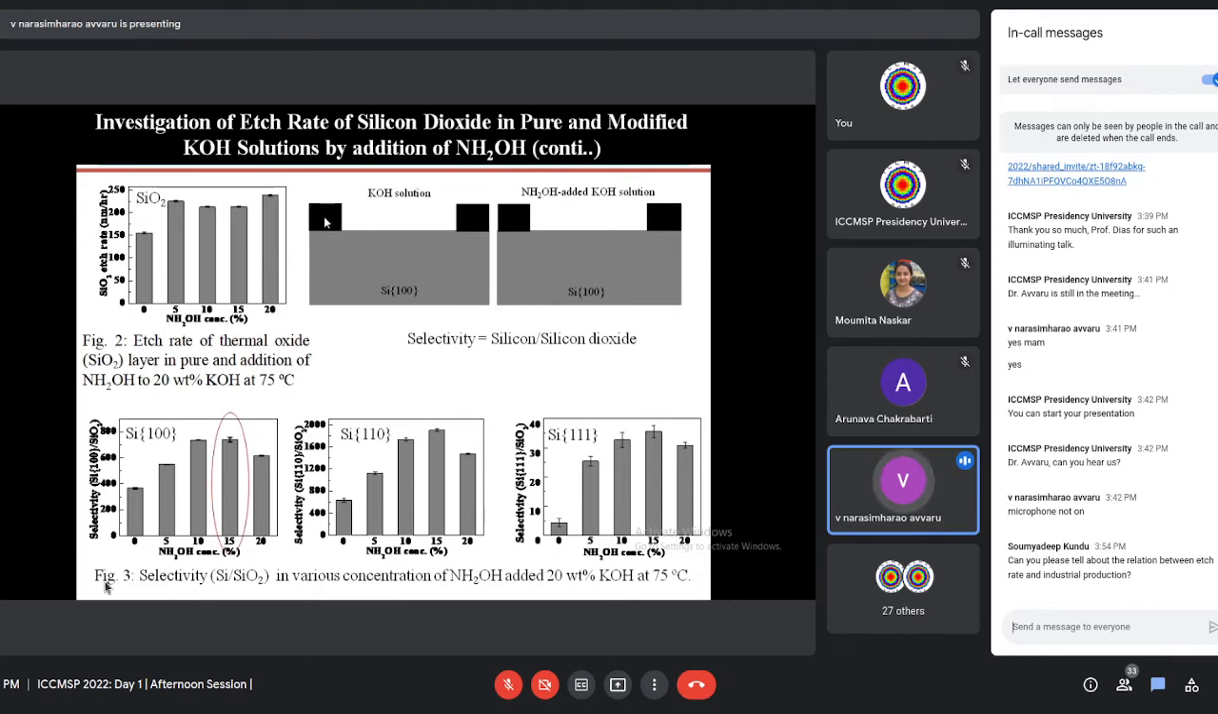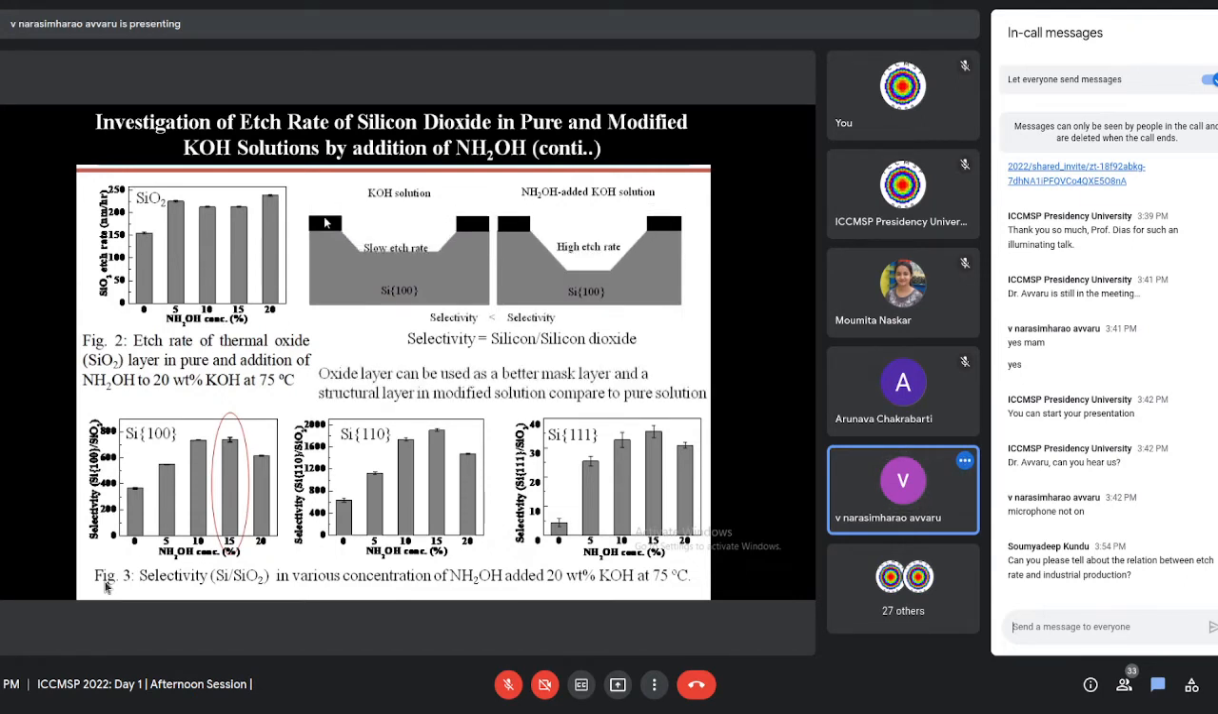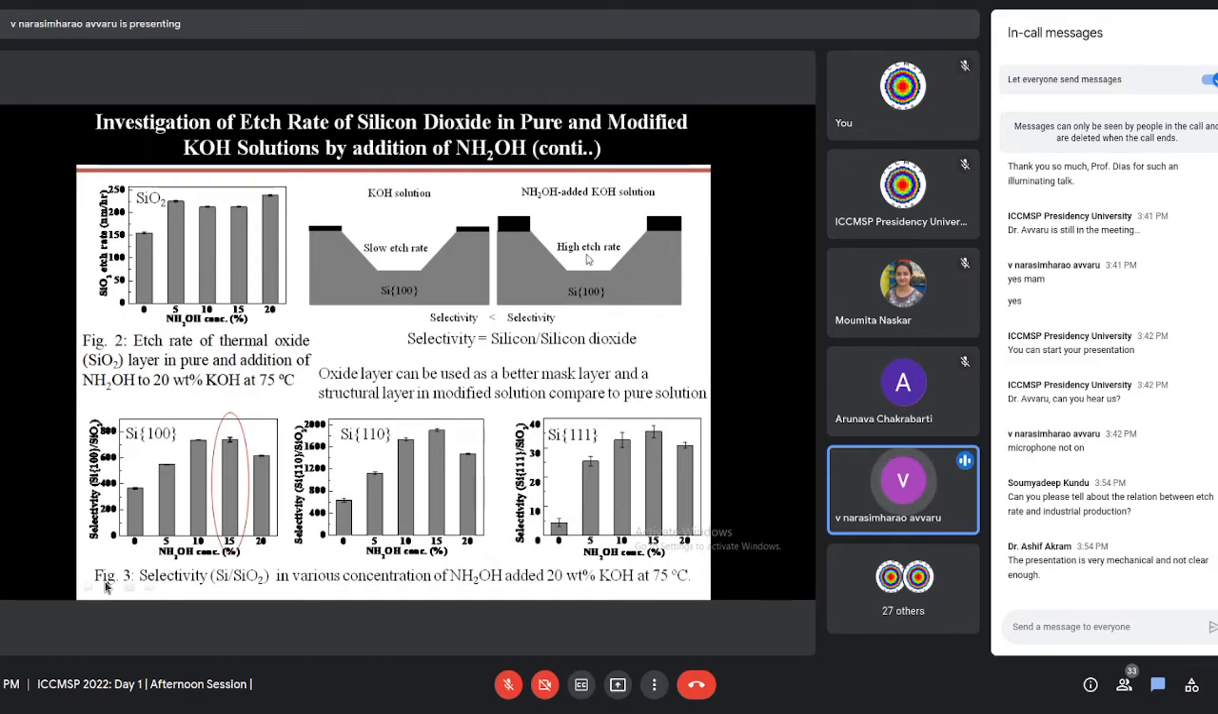These are also showing better selectivity, meaning we are using a better mask. Similarly, this is a schematic view. For the same depth, this modified solution produces more silicon dioxide. So the oxide layer can be used as a mask layer and structural layer in the modified solution compared to pure solution.